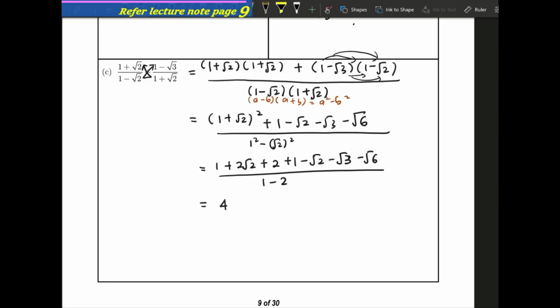Which ones have the same surd? We have surd 2 here. So surd 2, what happened to it? We just need to add the numbers in front of it. 2 surd 2 minus surd 2 will become 1 surd 2, minus surd 3 minus surd 6, divided by negative 1. So it will become negative 4 minus surd 2 plus surd 3 plus surd 6.